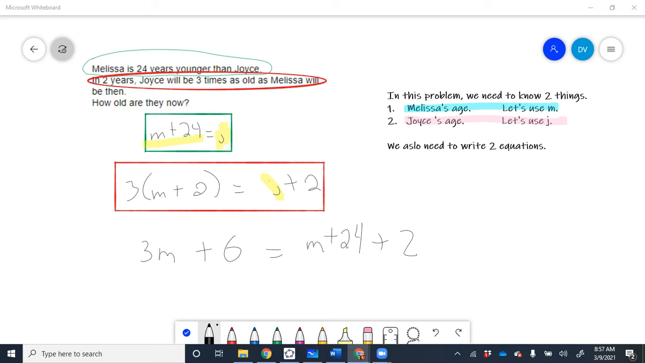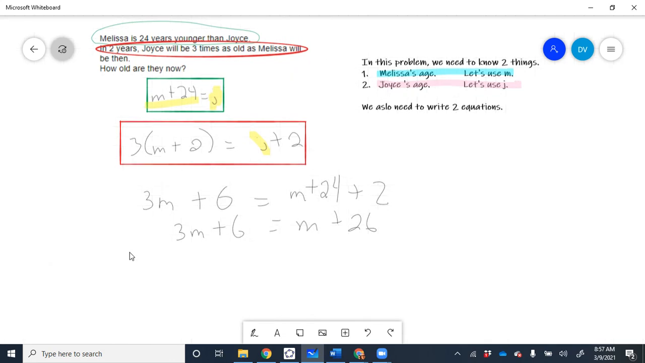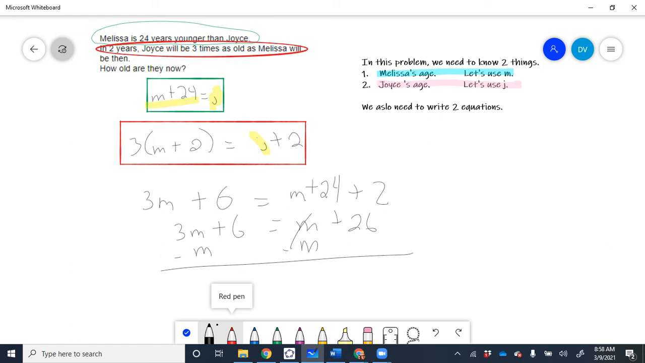Okay, so let's go ahead and simplify what we have. Right now, I'm just going to simplify 24 plus 2 first. That's 26. So we're going to have 3m plus 6 equals m plus 26. And now we want to get the m's on the same side. So what I'm going to do is subtract m from both sides. That will give me 3m minus m, or 3m minus 1m. That'll be 2m plus 6 is equal to 26.